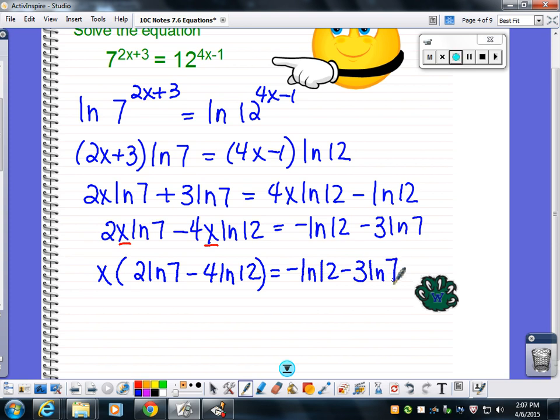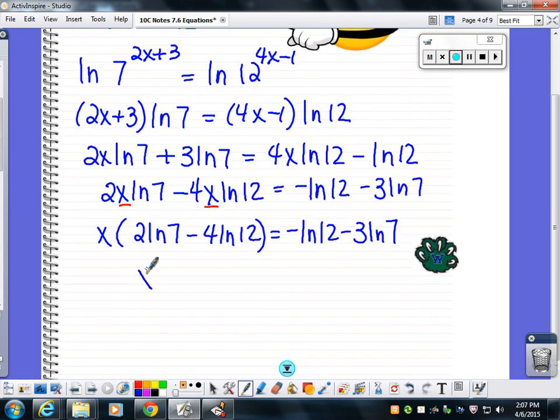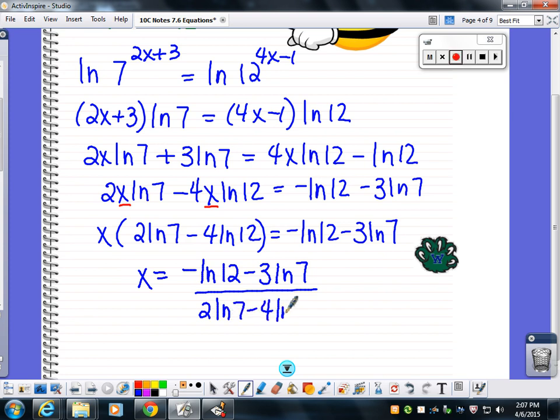Now here again, remember my goal, get the x by itself. So I'm just going to divide by this entire term, and I've accomplished my goal. So we're going to have x is equal to negative natural log 12 minus 3 natural log 7 all over that entire expression, 2 natural log 7 minus 4 natural log 12. And this is an expression. I can't cross out any of my natural log 12s or my natural log 7s.